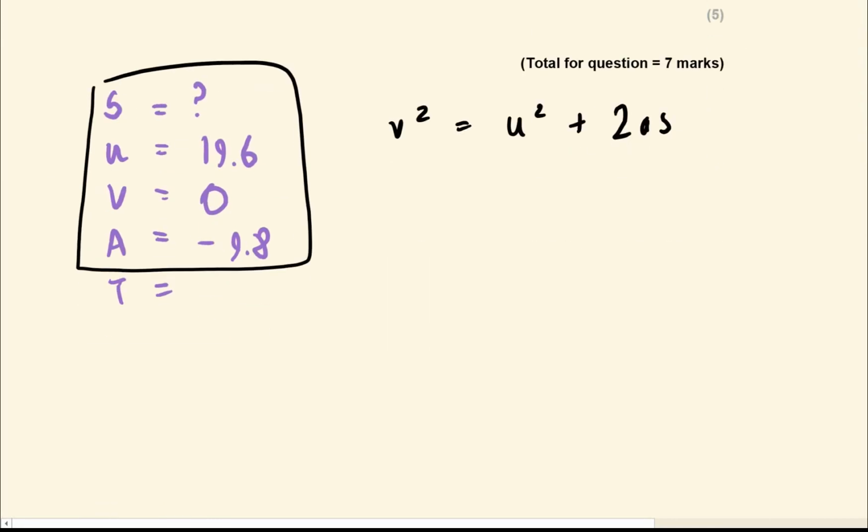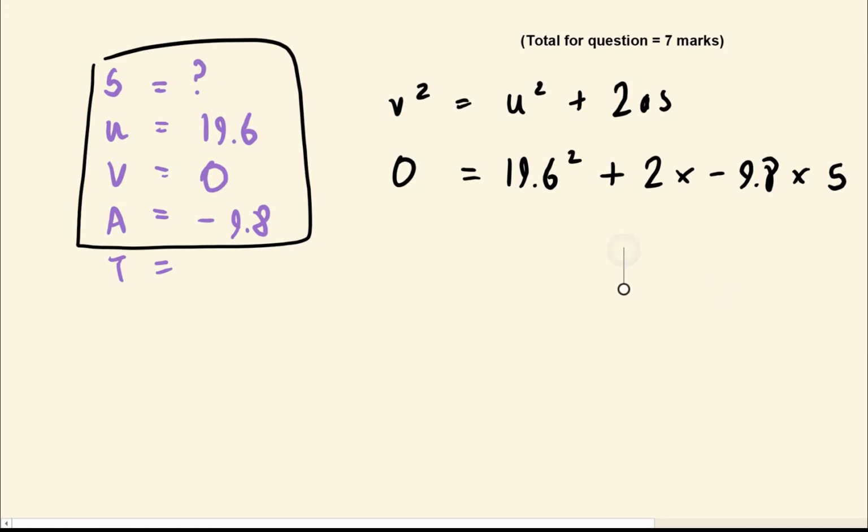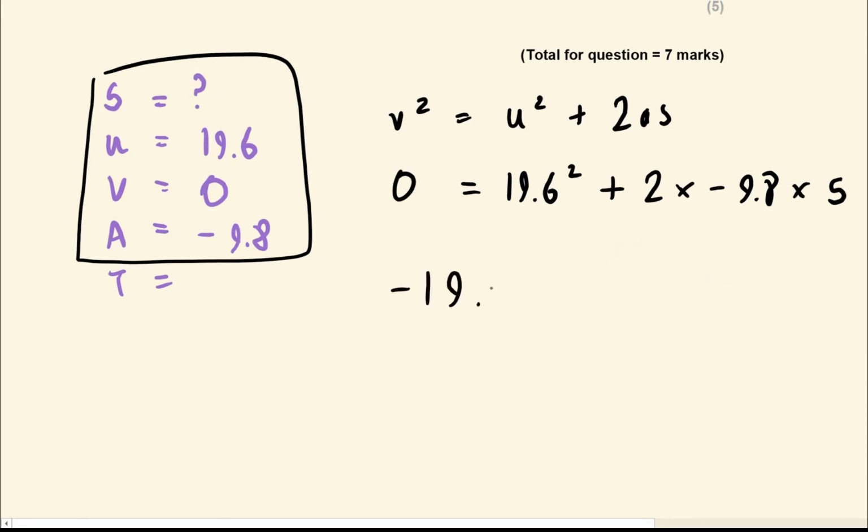We're going to fill in what we know next. V is nothing. U is 19.6. And then it's plus 2 times minus 9.8 times S, which you don't know. So let's leave that as S for now. So we can now rearrange this to work out what S is. We want to take this 19.6 squared to the other side, so it becomes a negative. That will then equal all this stuff here. We want S by itself, so we want to divide by everything that's been times by S. So we're going to divide by 2 times minus 9.8, and that will give me S.